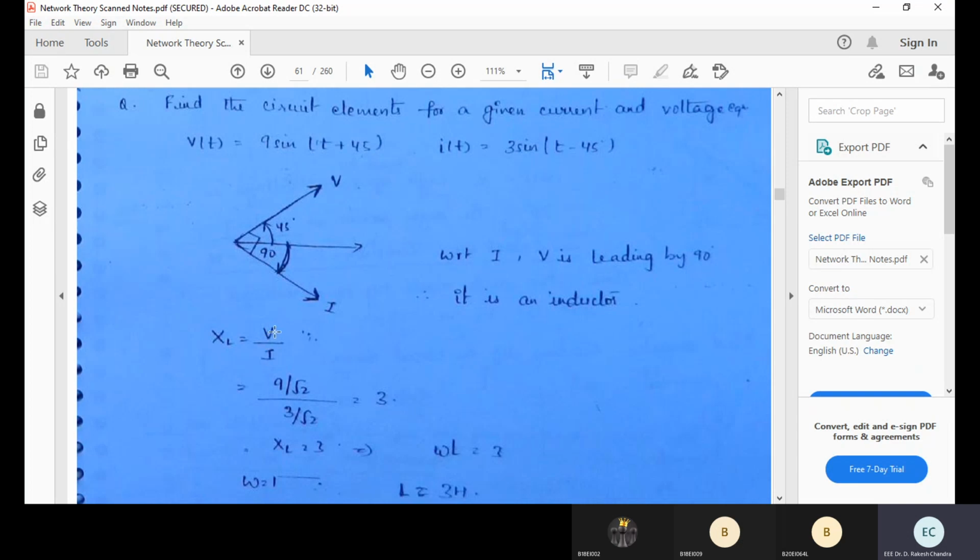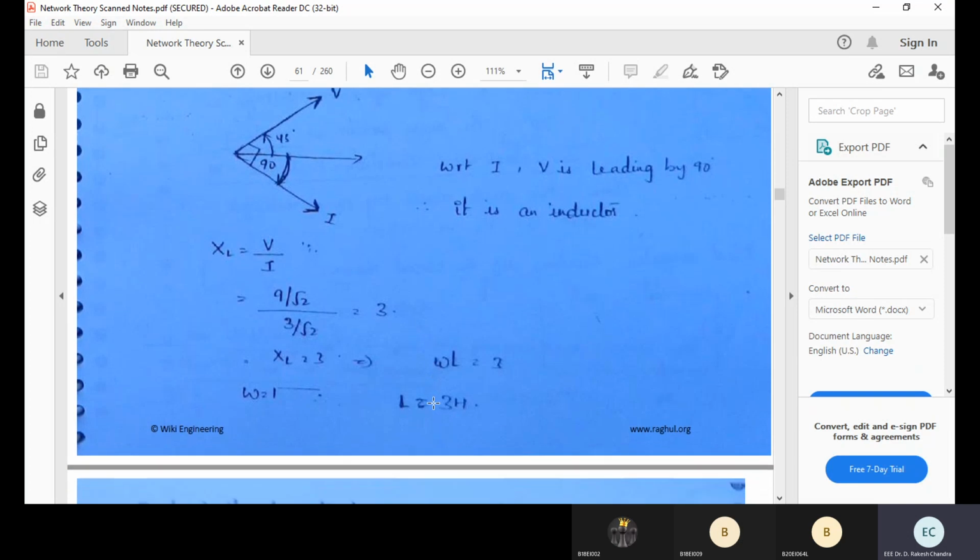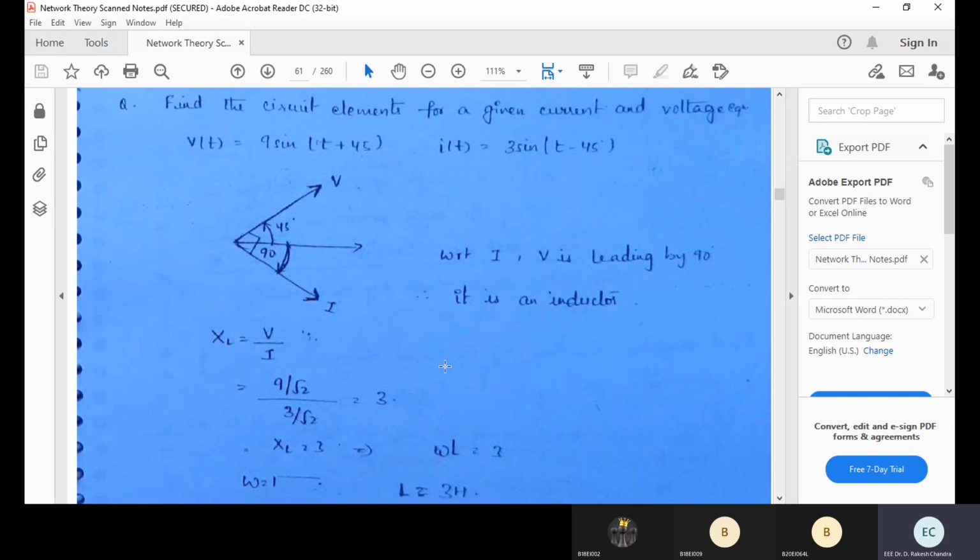Here V means VRMS and I means IRMS. So what is the VRMS voltage? Your Vm is 9, so VRMS is 9 by root 2. Your Im is 3, so IRMS is 3 by root 2. Finally, root 2 cancels, and your XL value is 3. XL is nothing but L into omega. L into omega is equal to 3. Then omega is 1.